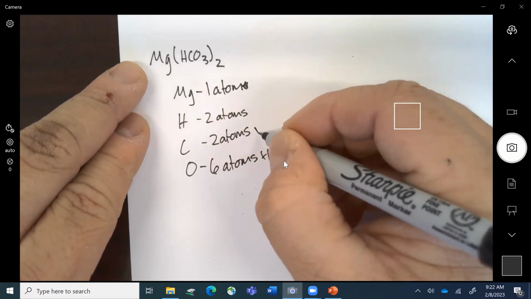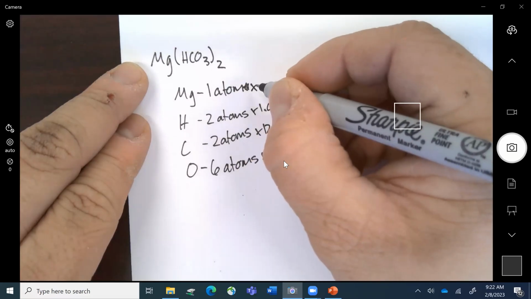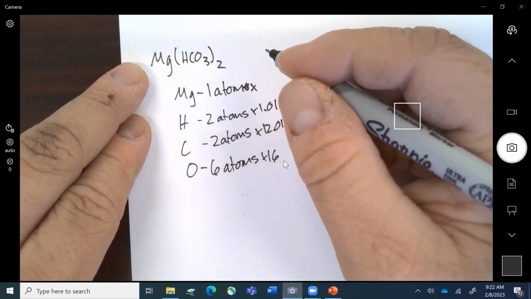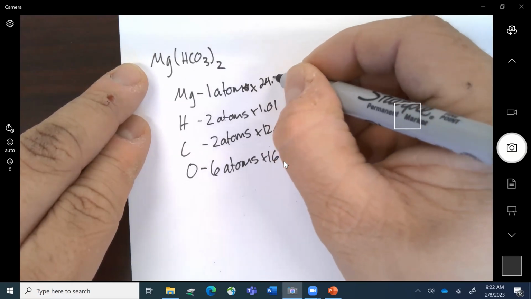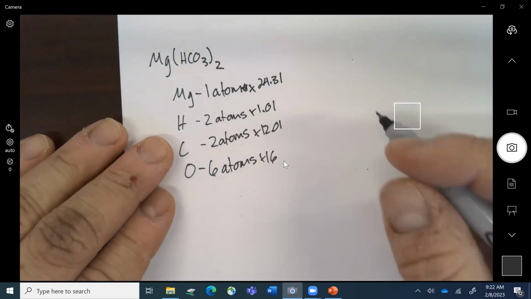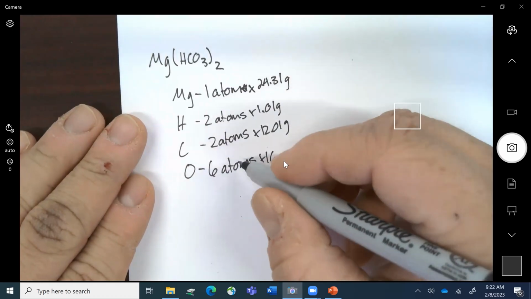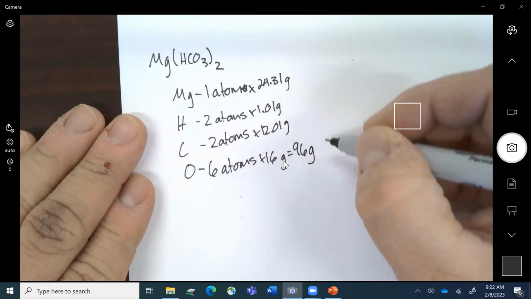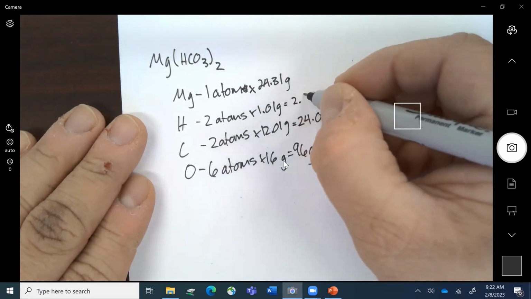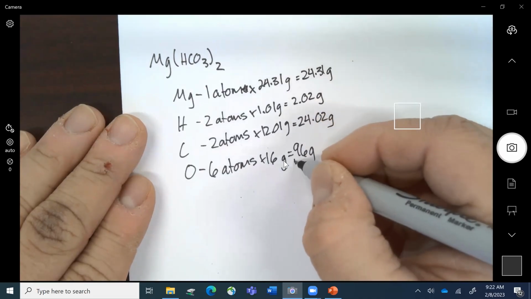So we have 16, 12.01, 1.01, and 24.31. Magnesium is in group 2, just above calcium. 24.31. These are all grams. Again, 6 times 16 is 96 grams here. This is 24.02 grams, 2.02 grams, and 24.31 grams. Got to add all these together.